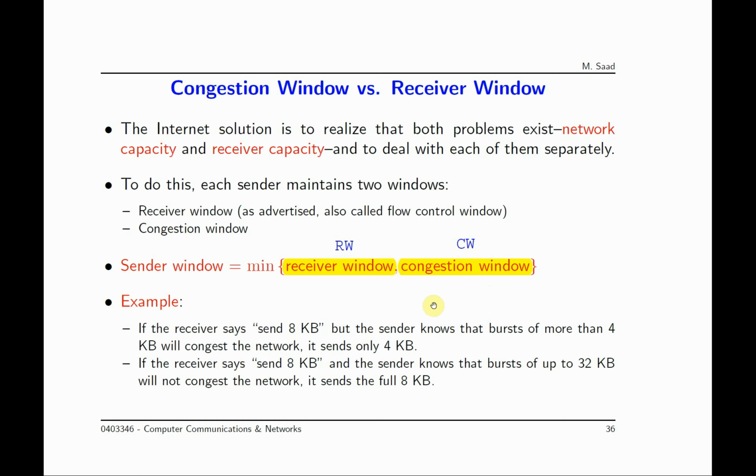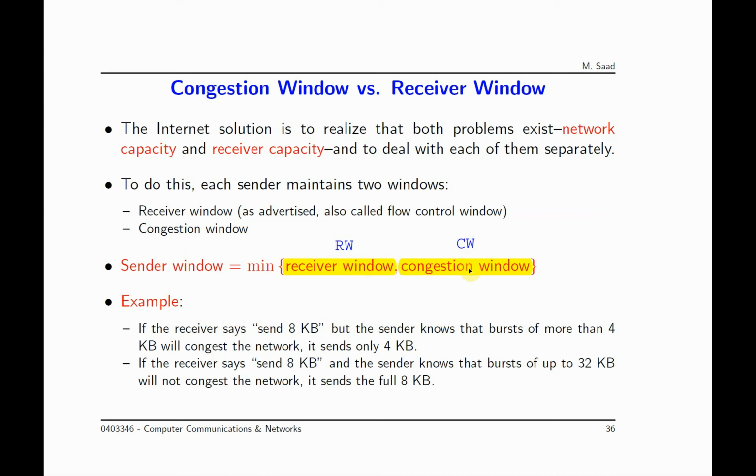So the way this is done is that the internet realizes that both problems exist. We have the network capacity or congestion problem, and we have also the receiver capacity problem. We understand very well that receiver window, which gets announced in every acknowledgement. For now, let's assume that the sender knows something called a congestion window. So we have the receiver window, and we also have the congestion window. Now what is the receiver window again? It is the number of bytes the sender is allowed to send before stopping and waiting for the acknowledgement so that we don't overwhelm the receiver.